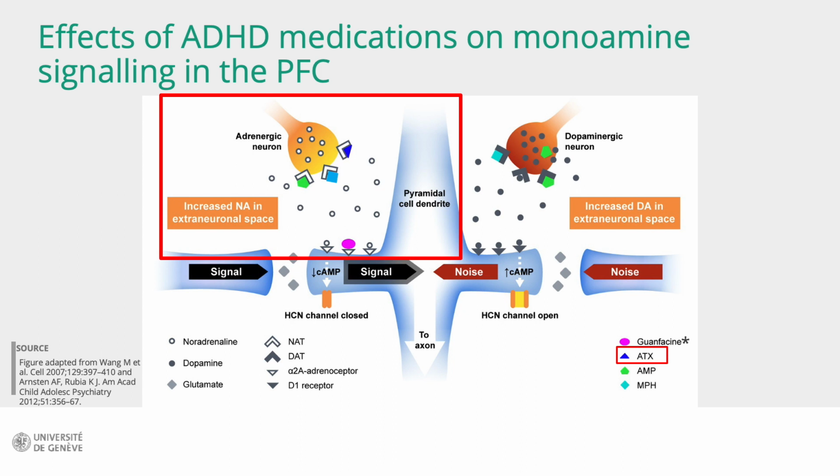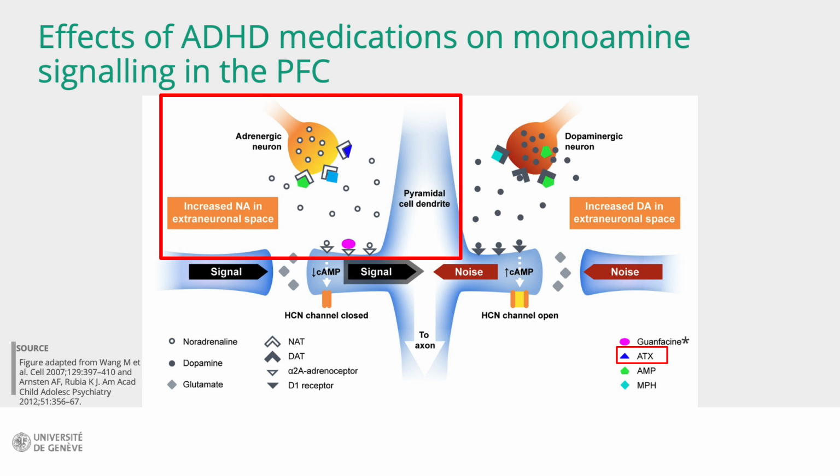Atomoxetine is a specific blocker of the noradrenaline transporter. It has very poor binding to and therefore very little effect on the dopamine transporter. However, if we remember that in the prefrontal cortex, most of the dopamine is actually taken up by the noradrenergic transporter, we'll understand why in this region atomoxetine actually increases both noradrenaline and dopamine. It's therefore important to recognize that atomoxetine is not simply a noradrenergic drug.